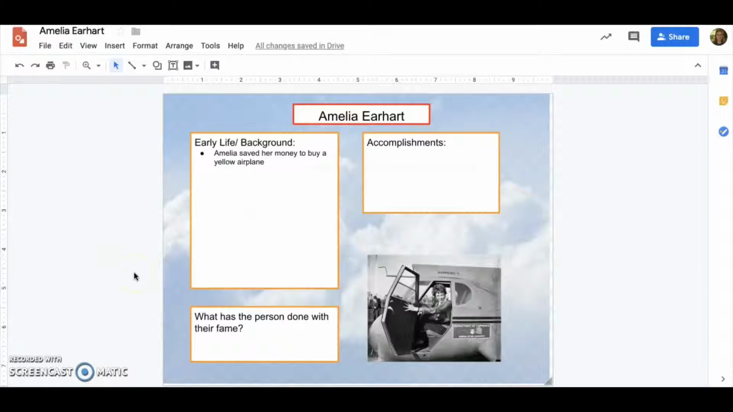Once students had conducted their research, they were shown an example of what a feature article could look like. This is the skeleton that we used as an example. This shows Amelia Earhart, and students were able to use a task card.